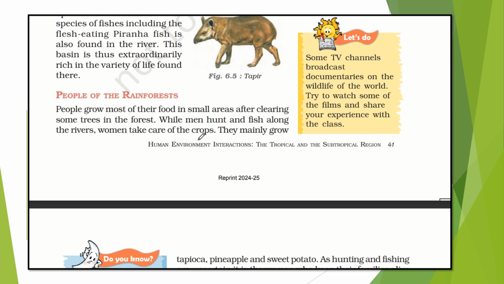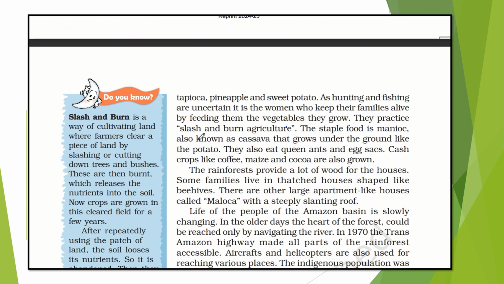Now we will understand about the people of the rainforest, what they are doing there for their survival. People grow most of their food in small areas after clearing some trees in the forest. Yes, they don't have bare land to grow the crops. While men hunt and fish along the rivers, women take care of the crops. They mainly grow tapioca, pineapple, and sweet potato.